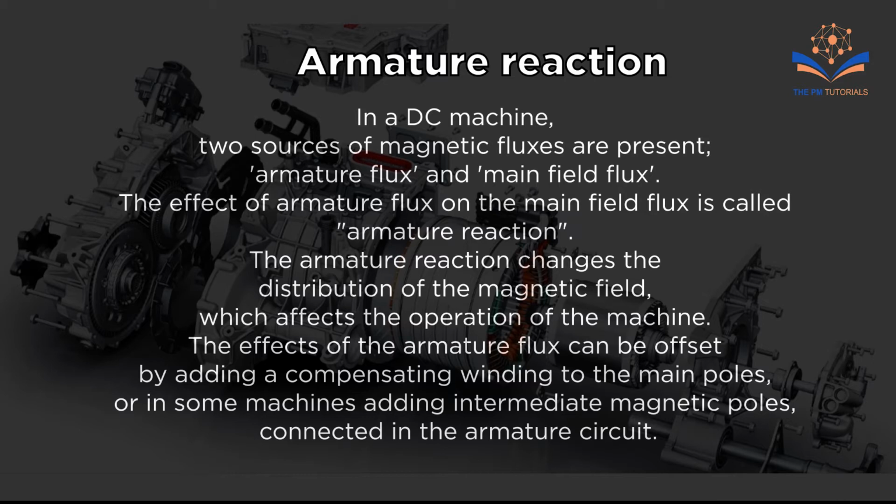The effect of armature flux can be offset by adding compensating winding to the main poles, or in some machines, adding intermediate magnetic poles connected to the armature circuit. In short, we can offset the armature reaction effect by adding some compensating winding to the main poles. Now we are going to discuss armature reaction in detail.